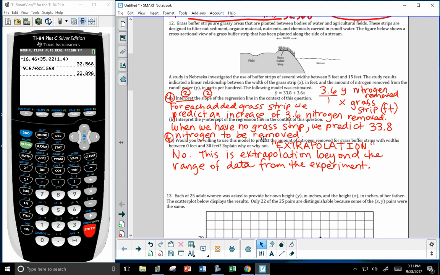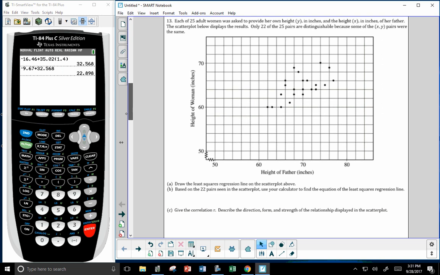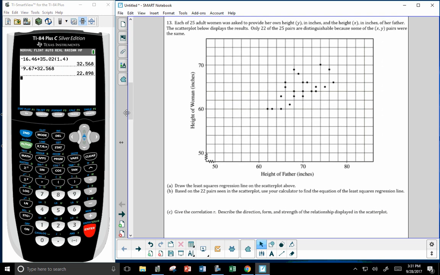So what I wanted you to do for part B is use the 22 points that we actually could find and find the line of best fit, the least squares regression line for that data. But before we do that, for part A, I needed a sketch, and they did ask you to do this on the real test. Draw the least squares regression line on the scatter plot above.